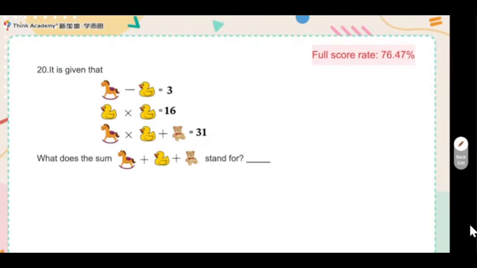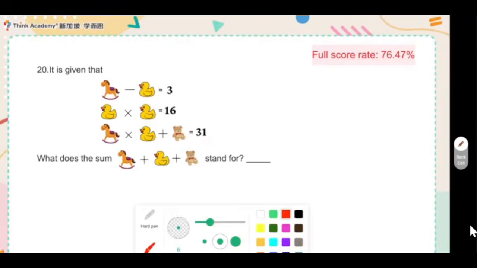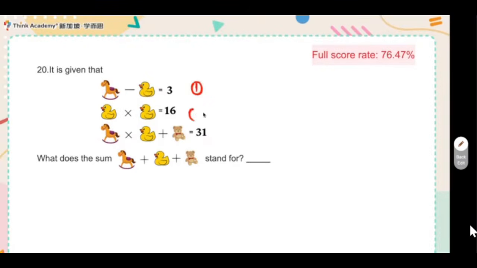Okay, then this time, let's move on. Question 20. This is a typical question about shapes in equations. In this kind of question, the same shape means the same number. And we always start from the equation that has only one shape. Can you tell me, there are 3 equations: 1, 2, 3. Which one do you need to start with? Type in your chat box.